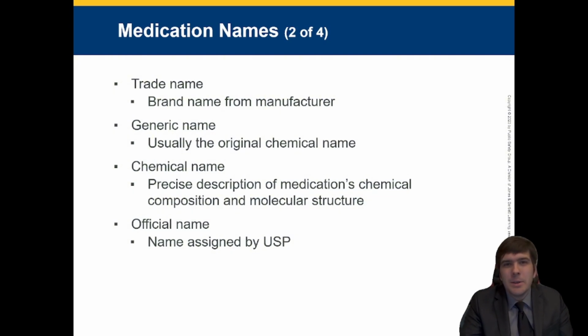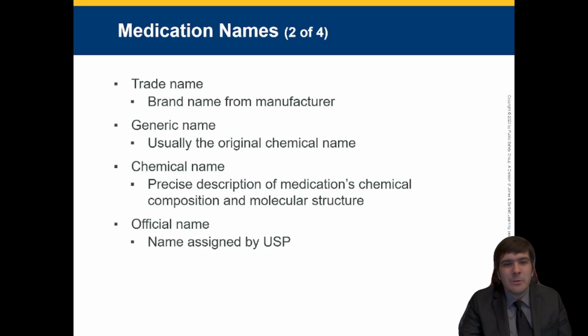Okay, so here's the fun stuff. Trade name. It is the brand name from a manufacturer. So let's talk about Zofran for a minute. Zofran is the trade name for the medication that goes by the generic name ondansetron. And the chemical name for ondansetron is ondansetron hydrochloride dihydrate. And that is a precise description of the medication's chemical composition and molecular structure.